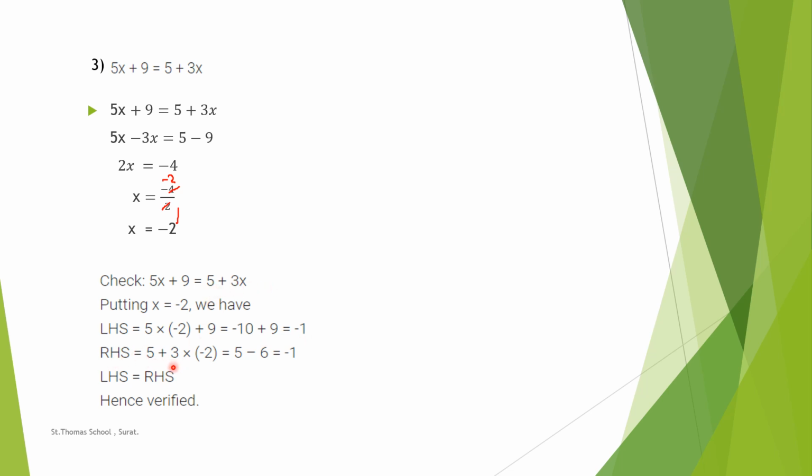Now RHS 5 plus 3x. So 5 plus 3, instead of x substitute minus 2. So 3 multiplied by minus 2. So 5 plus into minus, minus 3 twos are 6. 5 minus 6. What is the answer? Minus 1. Because 6 is the greater number, sign is minus. 6 minus 5, that is 1, and put sign, that is minus. Now again LHS and RHS are same. So LHS is equal to RHS, hence verified.